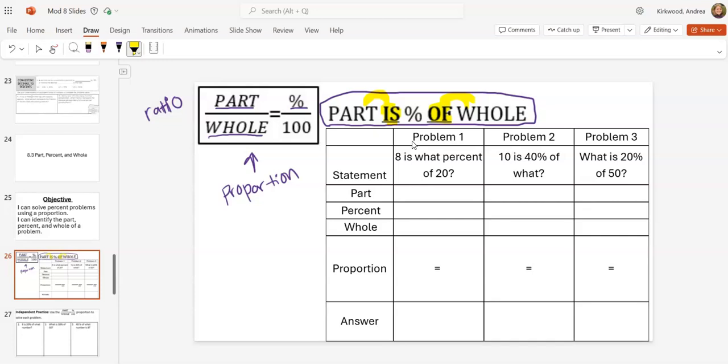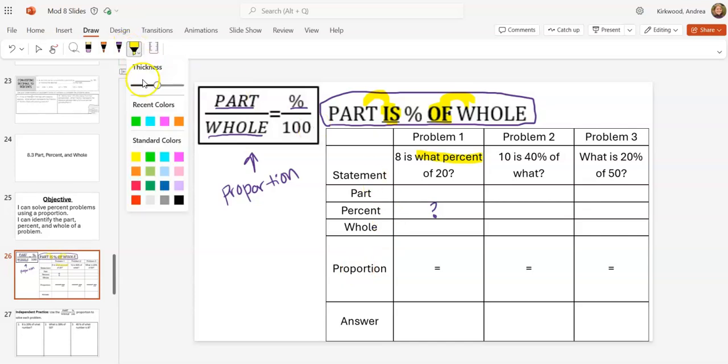Okay, let me show you some examples because I know that's a lot of talk without context. So here's our first problem. We have 8 is what percent of 20? Well, I know that percent is the number that's missing because it says what percent. So we do not know what the percent is.